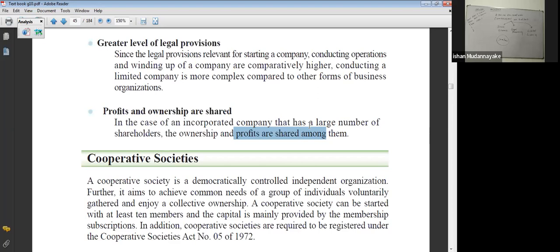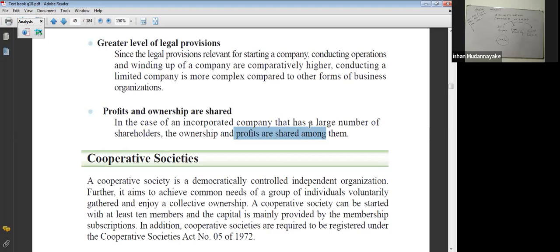But in a sole proprietorship business, the owner can enjoy the whole profit. In a partnership business organization, they divide the profit of the business, with a maximum of 20 partners. In a partnership, maximum 20 shareholders, and they will divide the profit of the business among them.